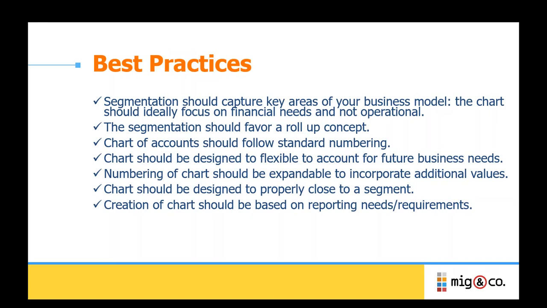The numbering of the chart of accounts should be expandable so we can incorporate additional values, so divisions and departments and so on might have some growth or might have some acquisitions. Make sure the chart is designed so we can properly close to a segment if that's needed. We didn't really talk about that too much, but many of you have probably seen during the year-end close, it is possible to close to a retained earnings account that is a particular segment.